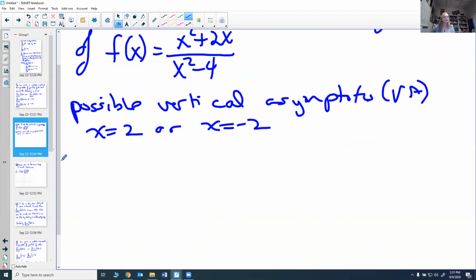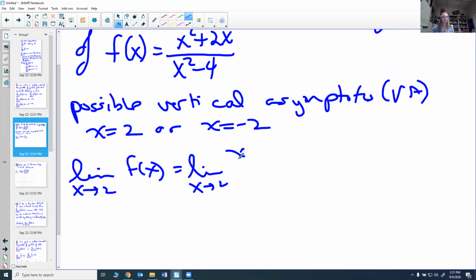So now, by the definition of a vertical asymptote, in order for it to really be a vertical asymptote, let's just pick one of them, let's pick 2. So let's look at the limit as x goes to 2 of my function. And if that limit is infinity or negative infinity, everything is good and we can call it a vertical asymptote. So let's take the limit as x goes to 2 of x squared plus 2x over x squared minus 4.